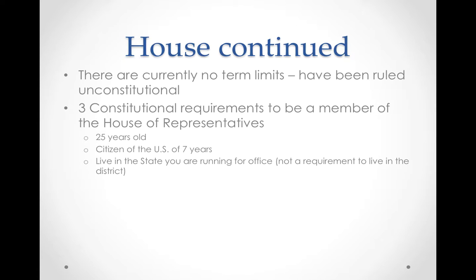There are 3 constitutional requirements to be a member of the House of Representatives. You only have to be 25 years old. You have to have been a citizen of the United States for 7 years, and you also have to live in the state that you are running for office. It's not a requirement that you actually live in the district. Obviously, that would be helpful if you're running and you actually live in the area of the people that you are representing, but the Constitution just says you have to live in the state.